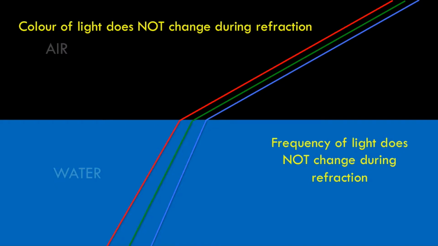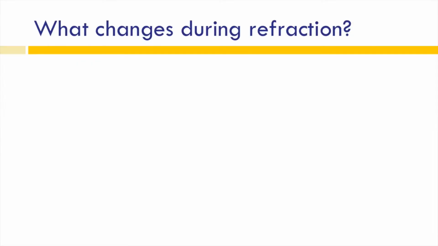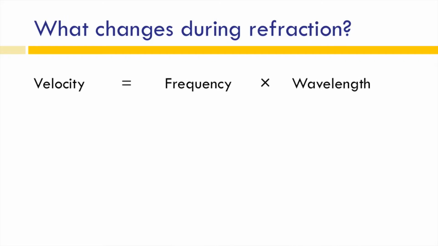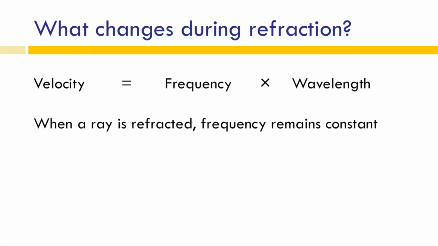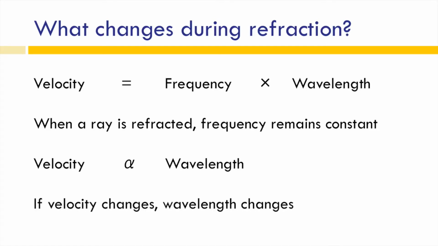When a ray of light moves from one medium to another, its velocity changes. According to the wave equation, the velocity of a wave is a product of its frequency and wavelength. However, when a ray is refracted, the frequency of the wave remains constant. Consequently, the velocity of the wave is directly proportional to its wavelength. Refraction is caused due to the change in the velocity of light as it moves from one medium to another. This means that when a ray of light is refracted, the wavelength of light also changes proportionately in response to the change in velocity.